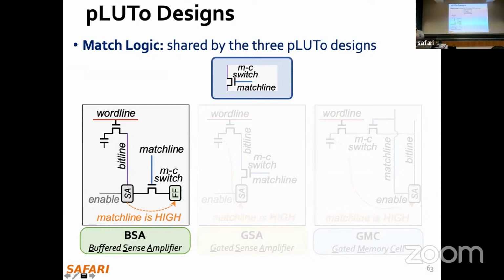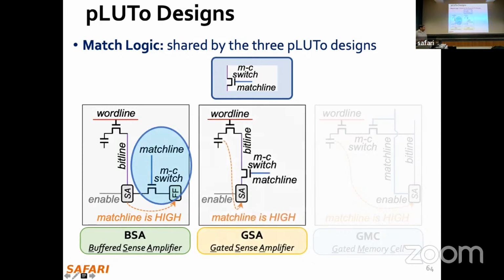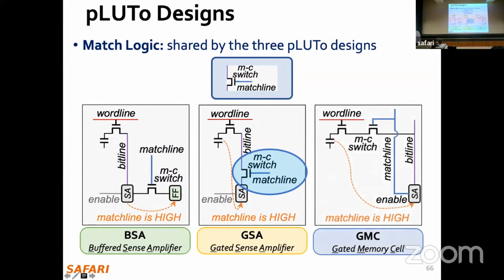Depending on how you want to implement the match logic to design pLUTo, we can have different trade-offs in terms of performance, area, and throughput. We propose 3 different architectures that I'm not going to show in detail today, but I'm going to briefly talk about their trade-offs. The first design is called BSA, Buffered Sense Amplifier, which is exactly what I just described. Another design is called Gated Sense Amplifier, which basically removes the need for extra buffering. And the third design is called Gated Memory Cell, which uses an extra transistor to reduce the requirement for the partial data.